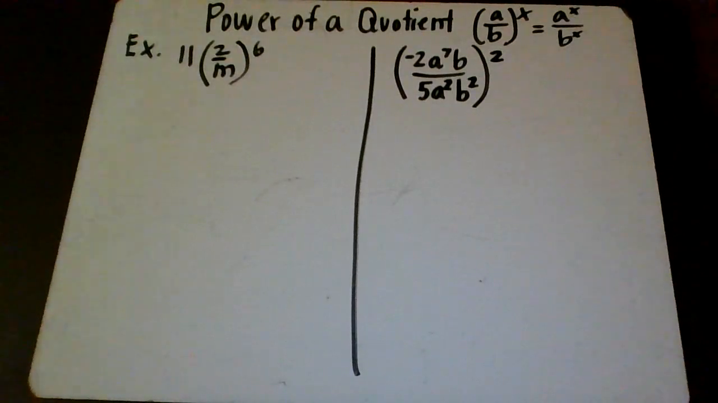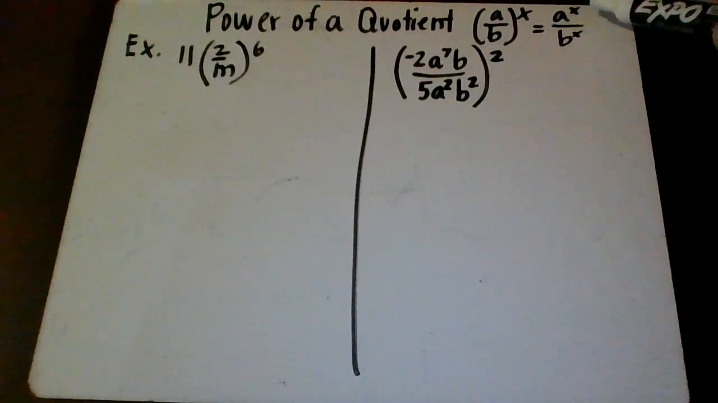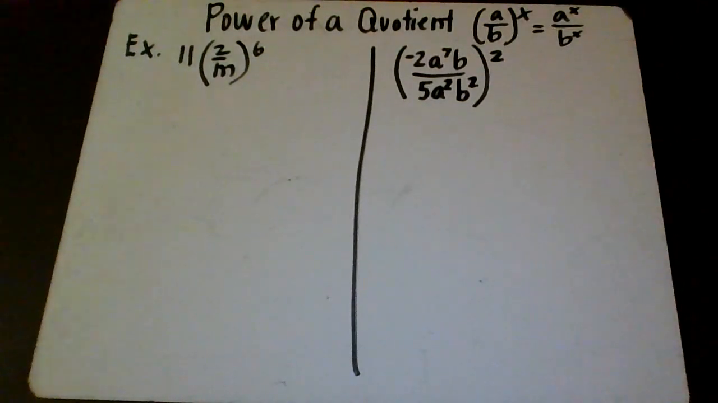Okay, so now we have power of a quotient for some more complex examples. Power of a quotient says a over b all to the x power. That x gets distributed to the numerator and to the denominator, so you have a to the x over b to the x. All right, so some more complex examples.